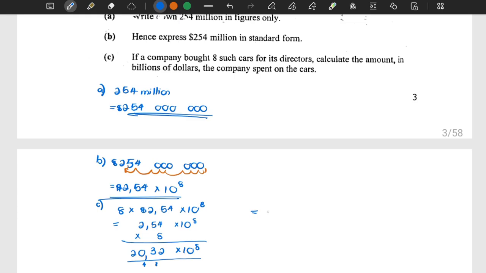And billions is 10 to the power 9, so that just means that this comma moves only once. Then we end up with 2.032 times 10 to the power 9, or 2.032 billions.